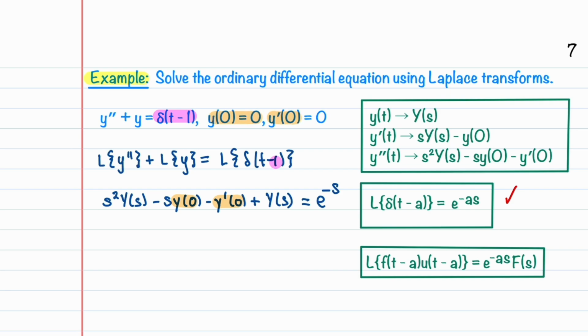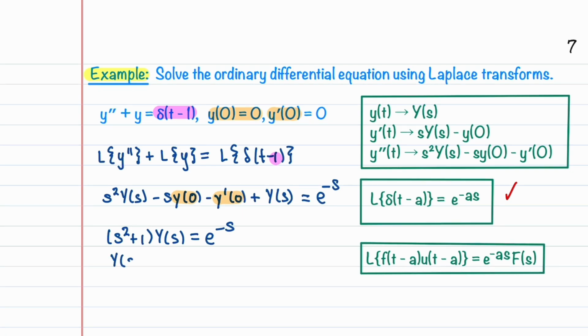That makes it nice. So we can combine our Y of s's, and we have s squared plus 1, capital Y of s is equal to e to the minus s. This gives us capital Y of s is equal to e to the minus s, all divided by s squared plus 1.